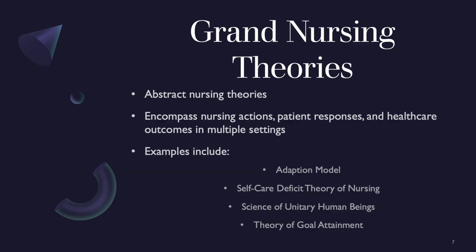So, what are grand nursing theories? These are abstract nursing theories. So, they encompass actions, patient responses, and healthcare outcomes in multiple settings. Okay, so examples of these are the adaptation model, the self-care deficit theory of nursing, the science of unitary human beings, and the theory of goal attainment. So, taking a look, we'll do the adaptation model because it's the easiest. So, this is Roy's adaptation model of nursing.